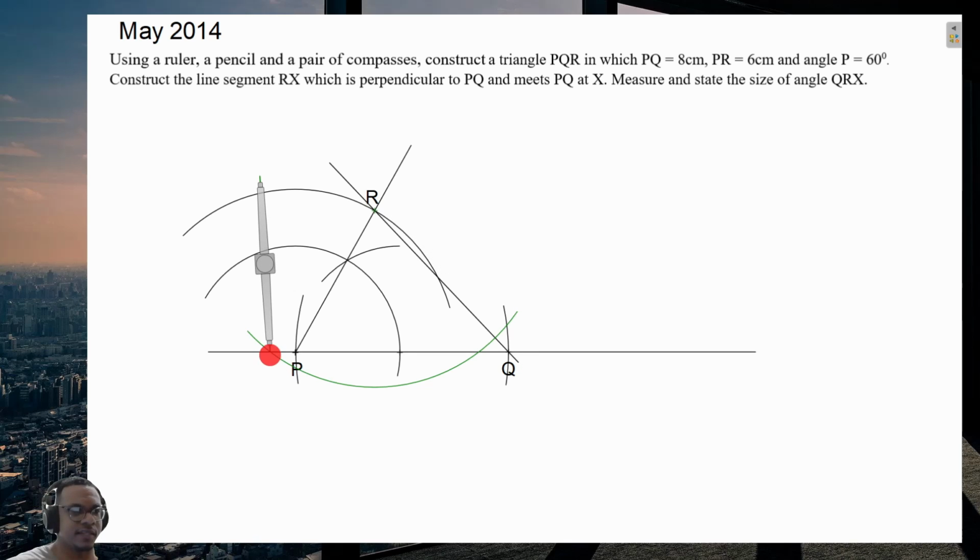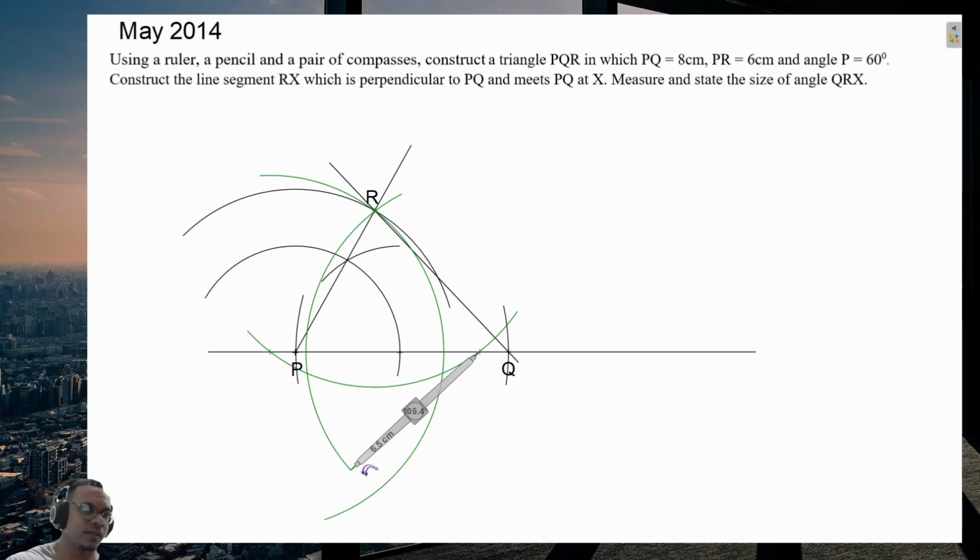Now where the arc intersects the line here, I'll place the compass point and I'll make an arc like this. And the other point where the arc intersects the line, I'll place the compass point there and make another arc like this. Because of the length I used on my compass, I got the intersection of the two arcs at R. Now if the distance was shorter or longer, it would not have lined up directly on R like this, but it would have been in line with R.